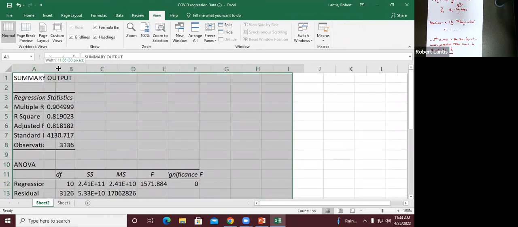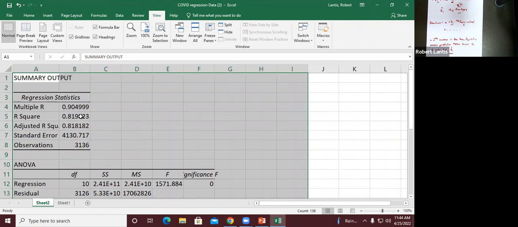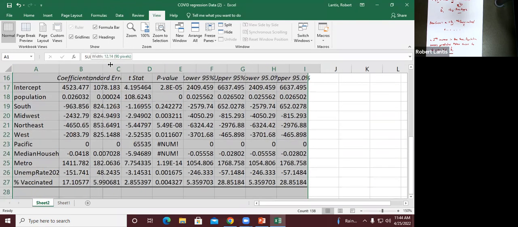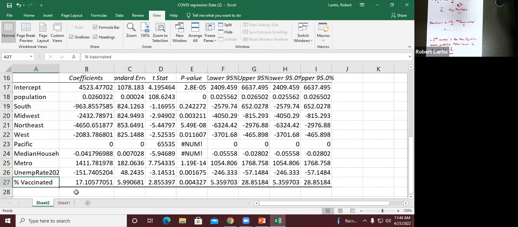So if we look at our R squared, we're up to about 0.82. So we're explaining about 82% of the variation in the number of new COVID cases. So this should be pretty reliable, or at least closer to a causal relationship than a very naive regression. So we'll scroll down here, got our coefficients, and here's our % vaccinated variable.